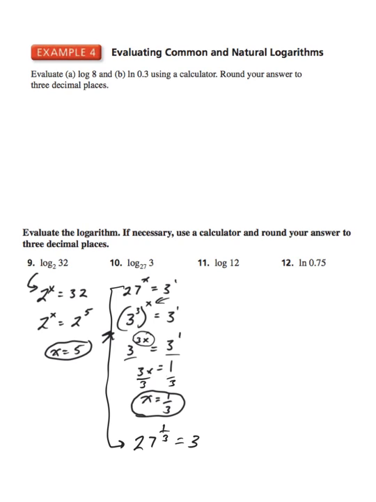Okay, well, let's go to example 4. So example 4 is right above us. And so let's go ahead and see what they're doing here. On this one, what we're going to be doing is using the calculator to evaluate the log base 10 of 8 and the natural log of 3. So let me get a calculator.